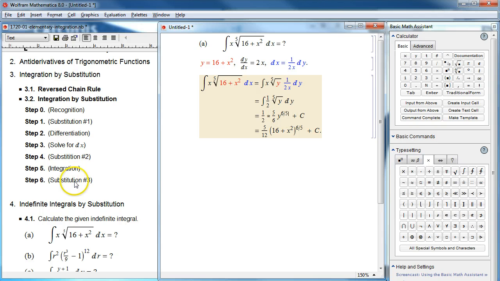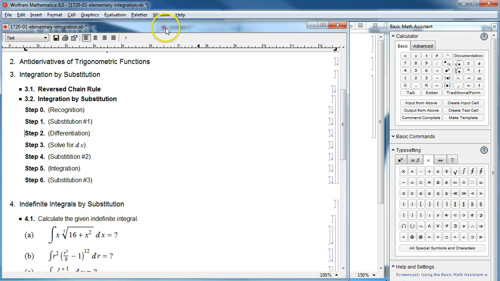So let's go over to final substitution. Step 6, plug in y equal to 16 plus x squared back in, and that's the final answer. That is a standard way to do substitution. So more substitutions are possible, of course, but that review is left to the students. After all, these were covered in Calc 1.